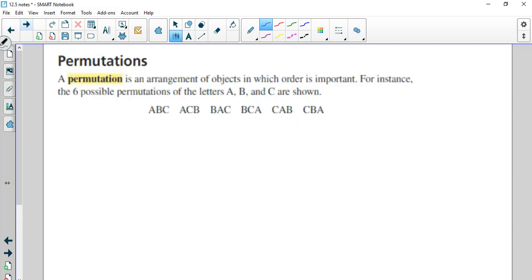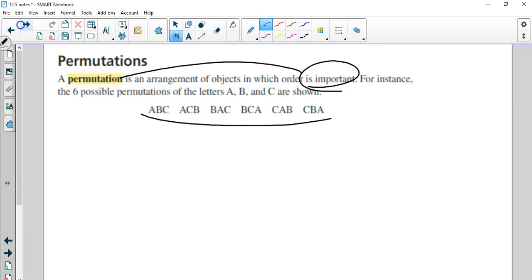Okay, permutation. Fancy math word. It's the arrangement of objects in which order is important. This is very key here. Order is important with permutations. For instance, the 6 possible permutations of the letters A, B, C are shown. Okay, it's kind of like what we just did with our first word, tap. Okay, 6 possibilities.